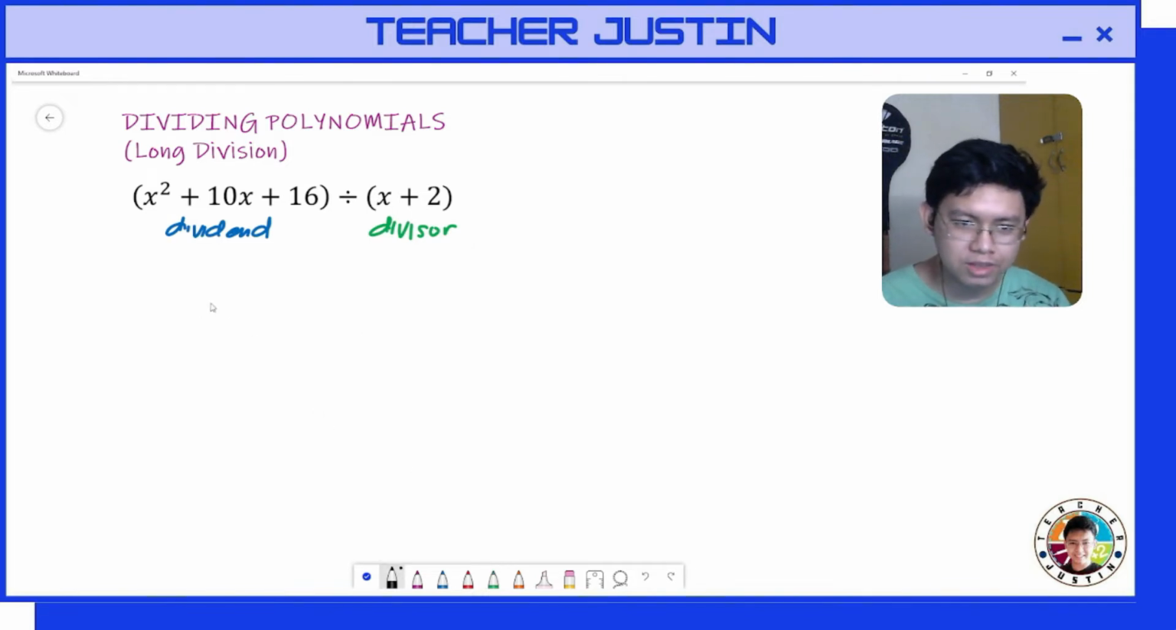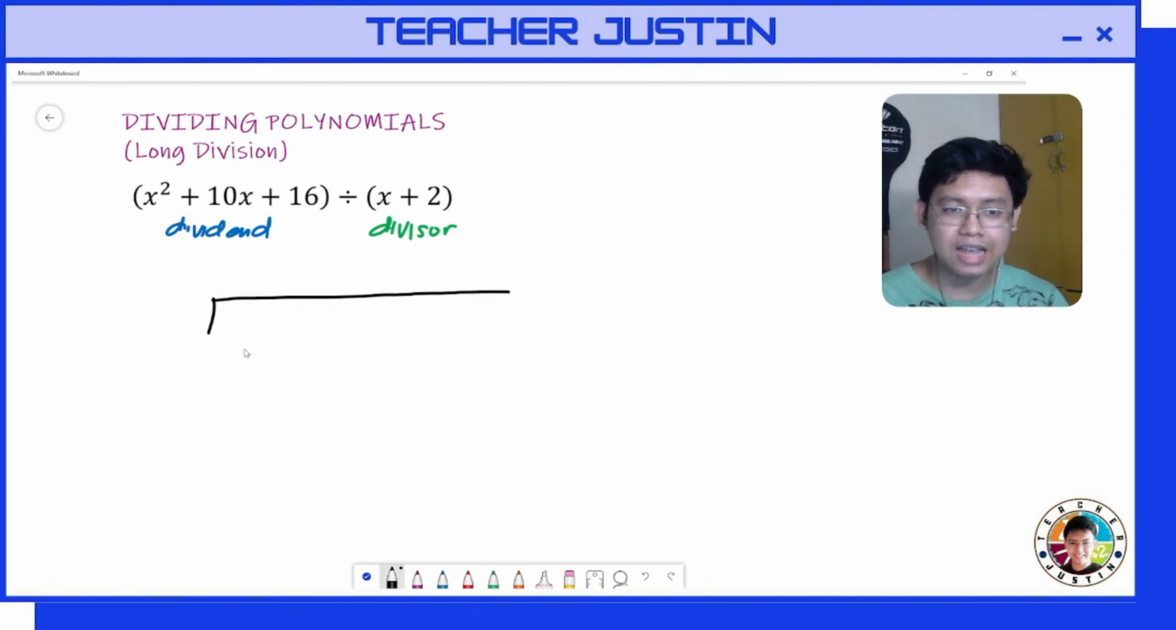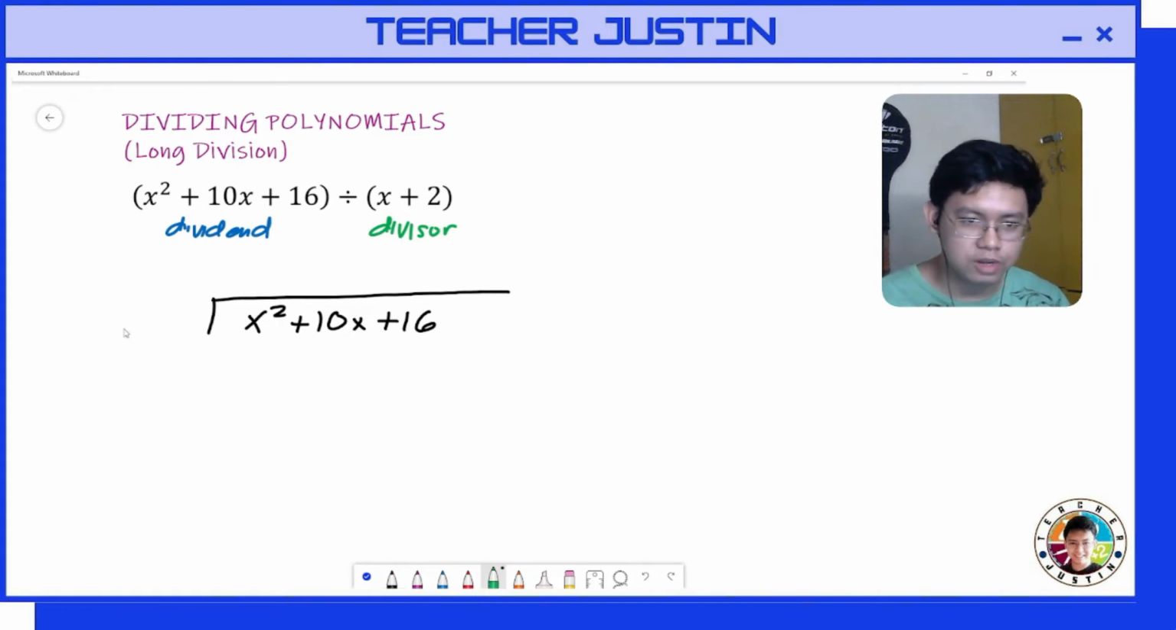Let's draw this symbol. The polynomial that we will place inside is our dividend. So x squared plus 10x plus 16 should be placed inside the bar. And then the one outside will be our divisor. So let's place x plus 2 outside.